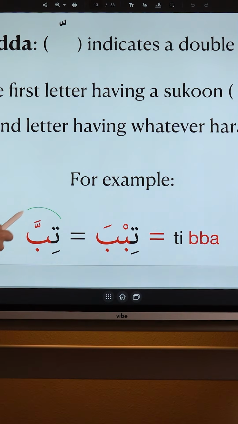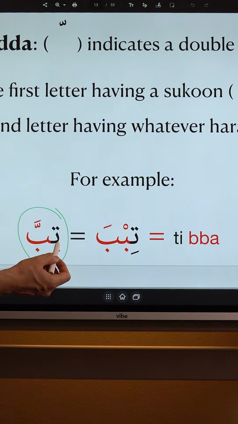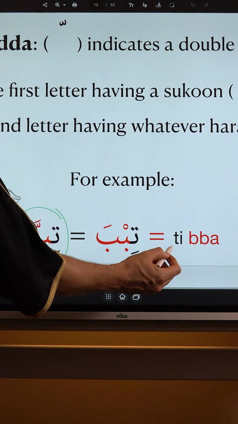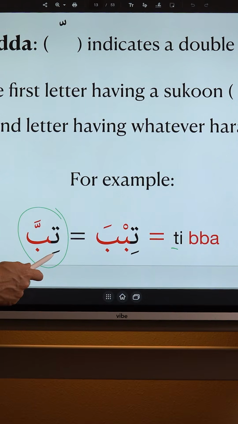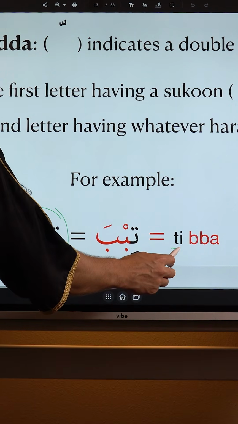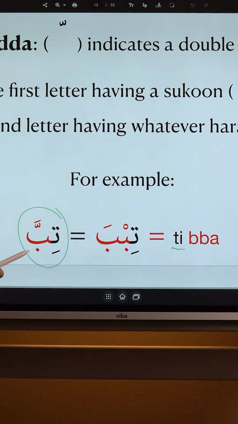So for example, let's take a look at this. The first letter is the letter ta, which is represented by T. Its haraka is the kesra, which is represented by I. The next letter is the letter ba, represented by B. However, when we look at the haraka, we see both a shadda and a fatha. But first we're going to look at the shadda. The shadda indicates what? A double letter.